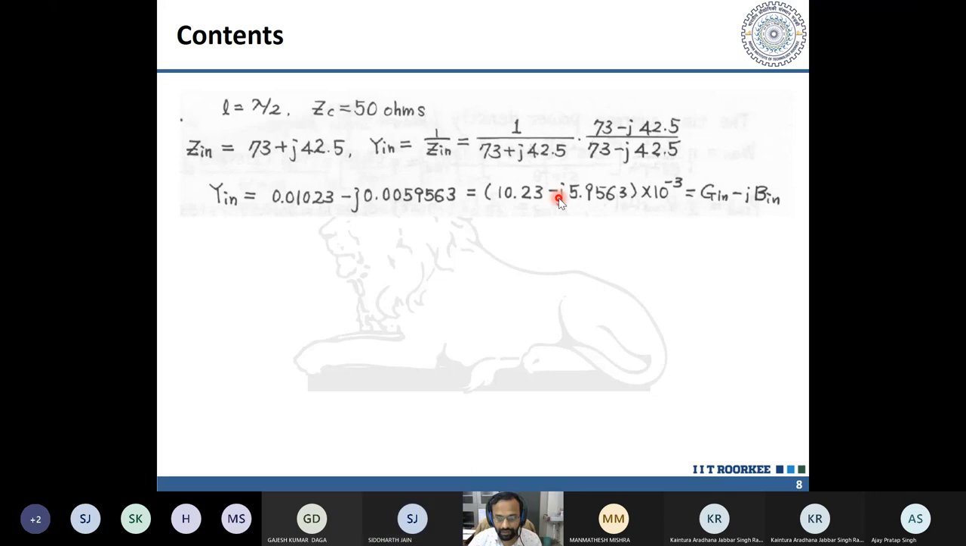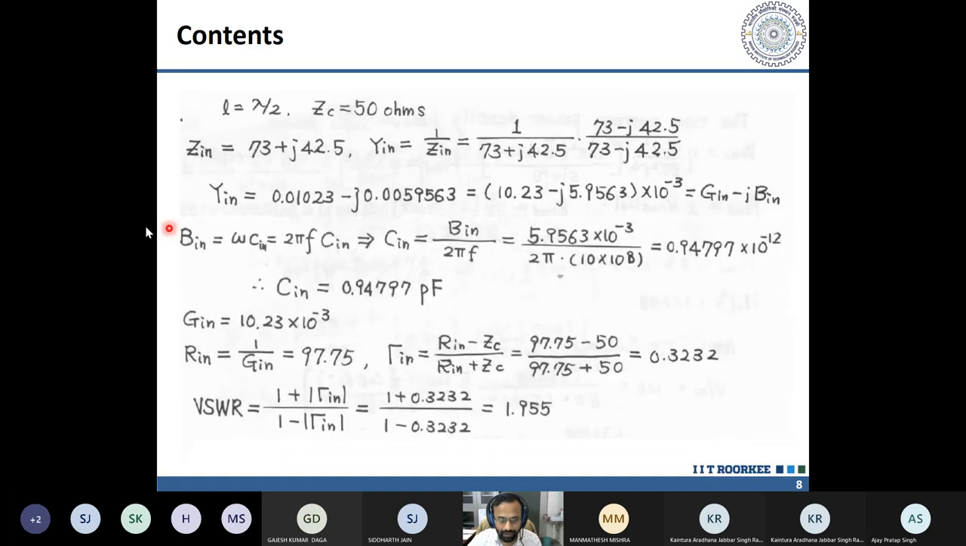Inductance. Inductive, right? So it is inductive. So inductance is dominant. Since the input admittance is inductive, we are supposed to place a parallel capacitance. We are supposed to place a capacitance parallel to the input. So what should be that capacitance?